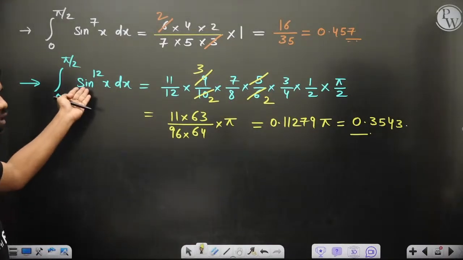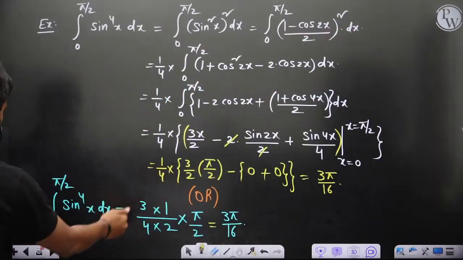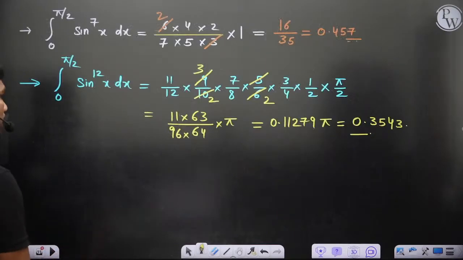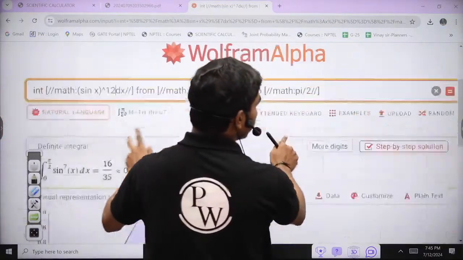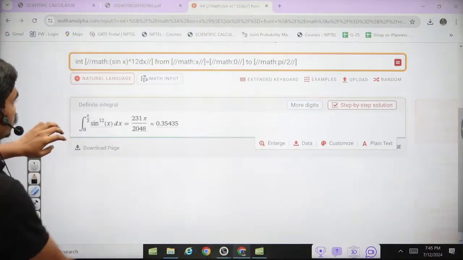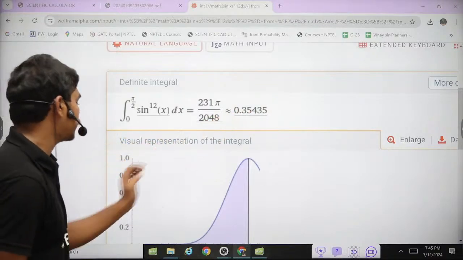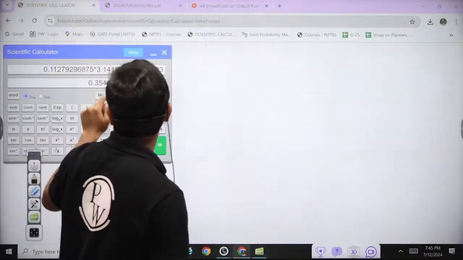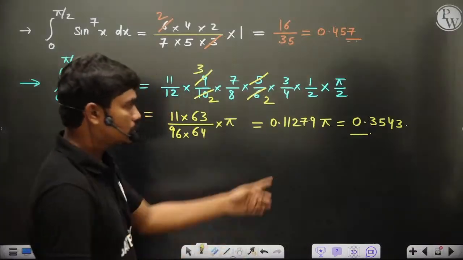If you have taken sine power 12 or cos power 12, the answer would have been same, no issue, because of this understanding. So both these integrals are same. Okay, so let's calculate this integral, and let's see. Sine x power 12x dx 0 to pi by 2 is the integration. So let's calculate this. So you can see after simplification it's something like 0.35435, 0.3543, and I think in the calculator the next digit is 5, 0.3543. If you round off, it is 5 again. Okay, so that's the actual answer.